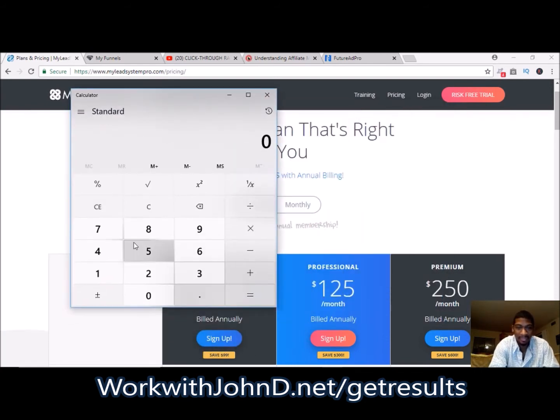For the professional plan, I'm going to get into what the difference is between these in a second. You take that, multiply times 12. That would be $1,500 today. And for the premium membership, times 12, $3,000 today. And that's if you want to pay for the plan up front. Of course, you'll save over paying month to month.